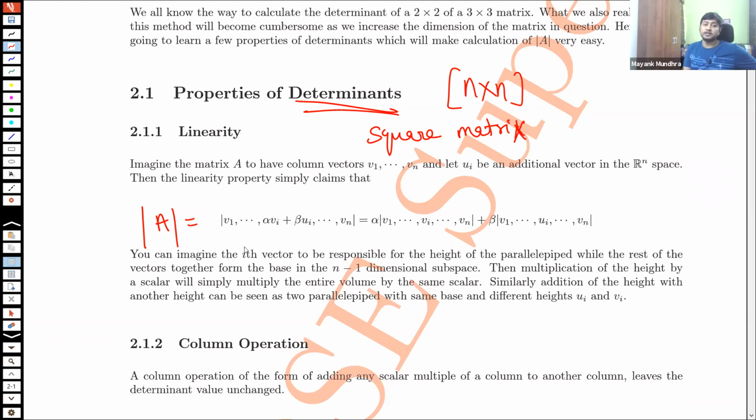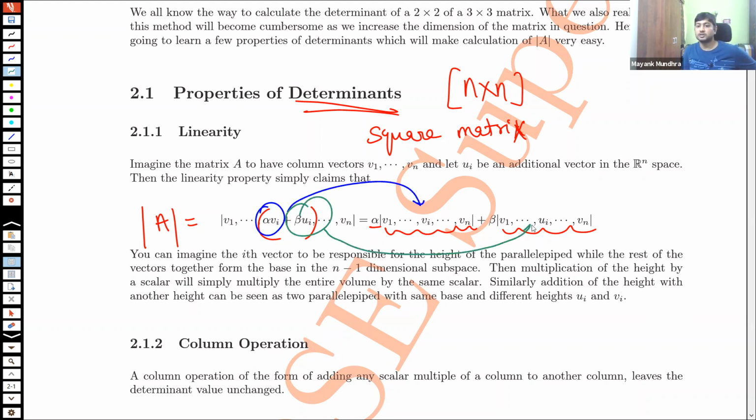So suppose you have a square matrix of dimension n cross n with vectors v1 to vn, and the ith vector can be represented as alpha times vi plus beta times ui. So you can split this. You can write this as alpha times the determinant of this thing plus beta times the determinant of ui. So this alpha vi goes here, and this beta ui goes here, where beta comes out and ui remains in.